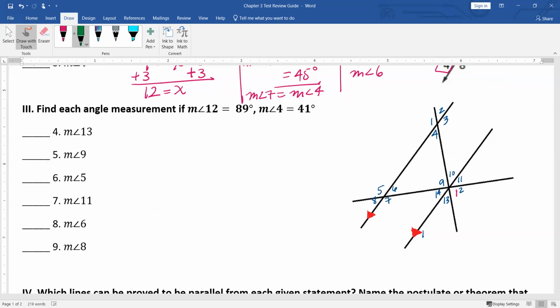If it'll let me zoom in. Nope, it's not going to. All right, I'll do the best I can. So I know that angle 12 is 89 degrees, and the measurement of angle 4 is 41 degrees.